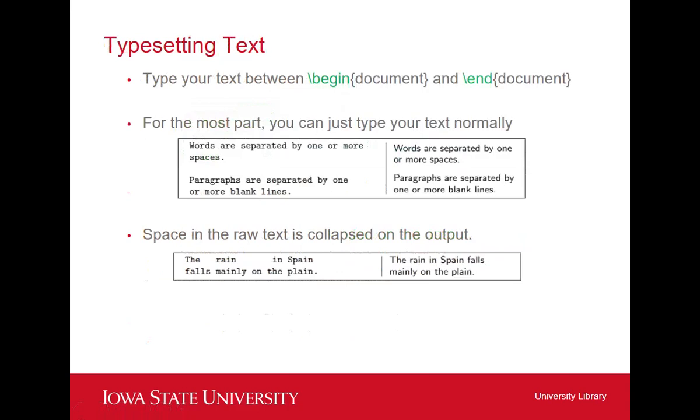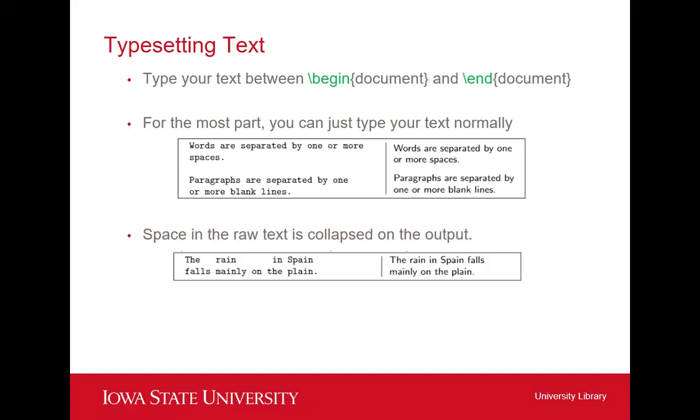All right, so you type your text between the begin document and the end document commands. And so that's where your text goes. Right now it says hello world. So you can type something else in there. For the most part, you just type normally. So words are separated by spaces. Paragraphs have a blank line in between them, so you can kind of force a page break. You can type something in there, see how fast it updates.